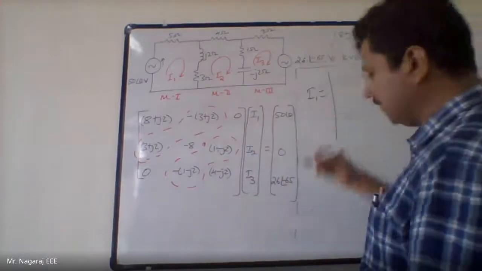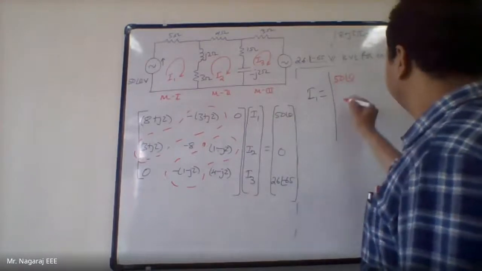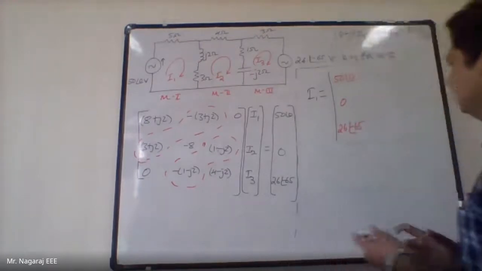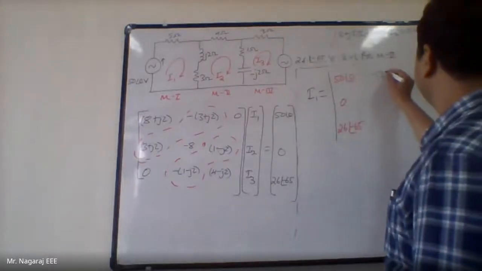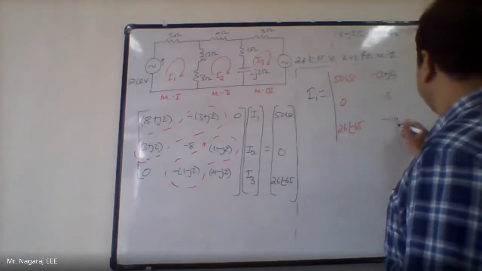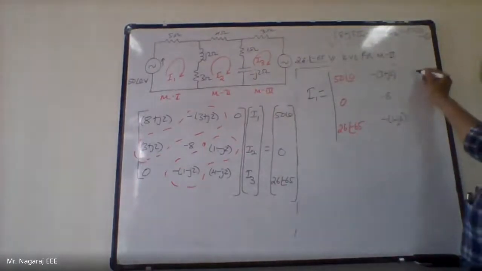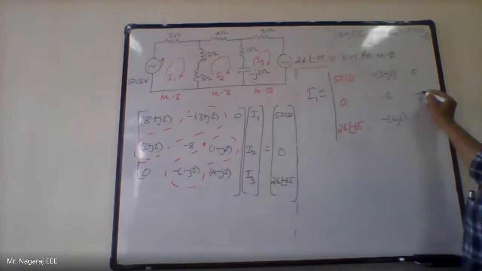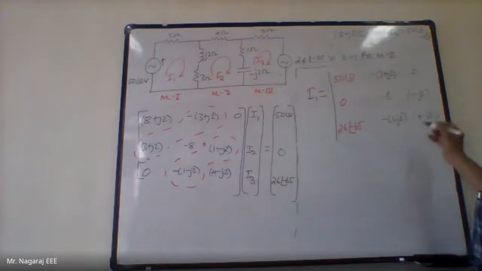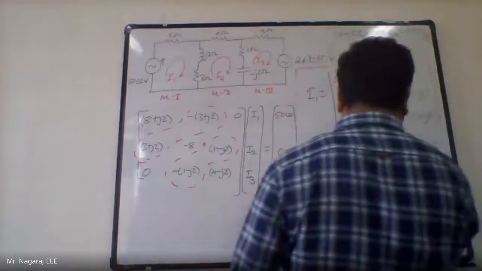So the first column is 50 at an angle 0. I will write it with red ink, so it is glaringly visible. 0 and 26 at an angle minus 65. Now the second and third columns remain the same: minus of 3 plus J2, minus 8, minus of 1 minus J2. Third column: 0, 1 minus J2, 4 minus J2. Determinant of this divided by delta.